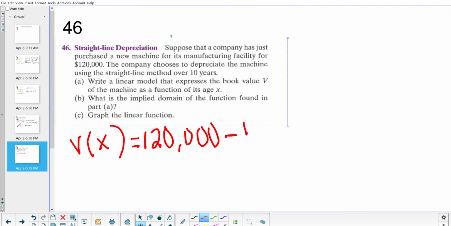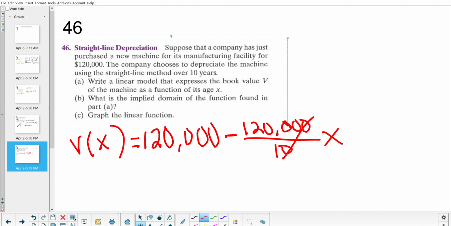The straight line method means you take the value of the machine and divide it by the number of years you're depreciating it for. So that ends up being 12,000. So you'd clean that up and write that nicely for part A. Then part B: what is the implied domain of the function found in part A?